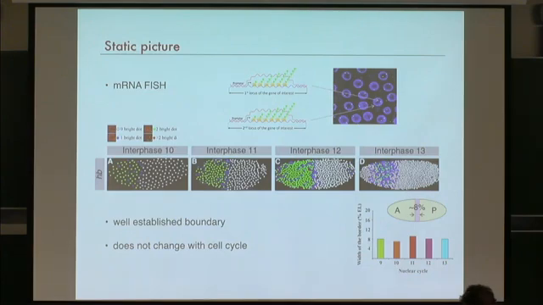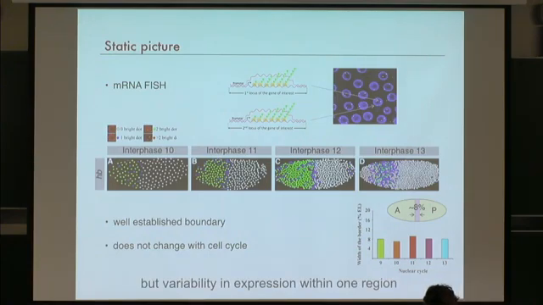So it's a very well established boundary very early on, already from around cell cycle 10, that doesn't seem to change with the cycle, at least when you look at variability from embryo to embryo. But when you look at any one region, there is still quite a lot of variability.